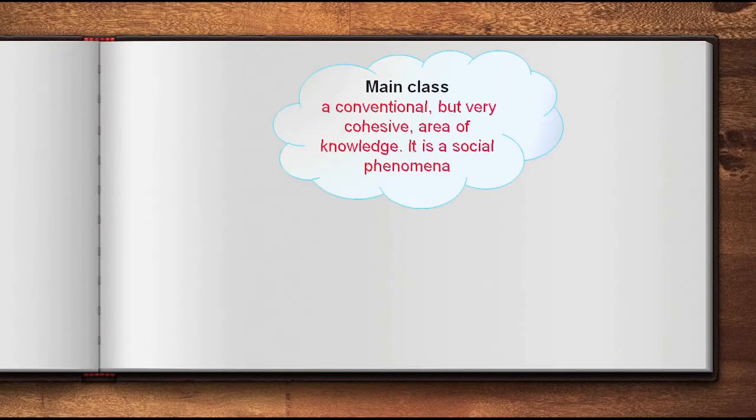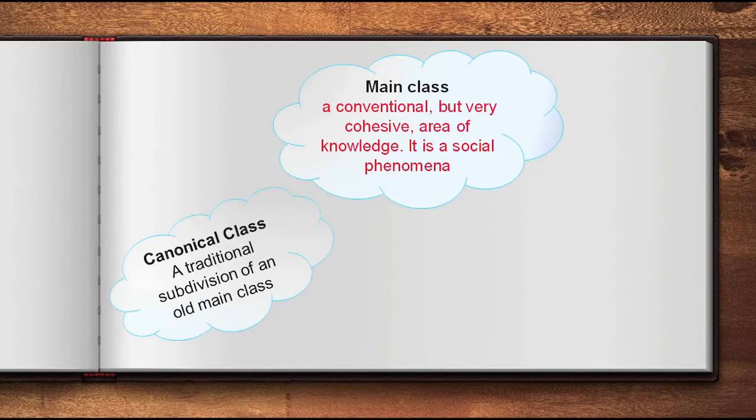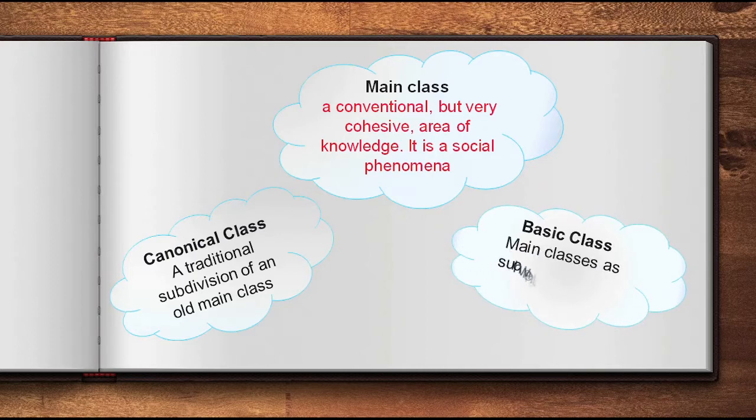Main class, a conventional but very cohesive area of knowledge. It is a social phenomenon. Canonical class, a traditional subdivision of an old main class. Basic class. Main classes as such, when taken together, are called basic class. So in this, we can consider canonical class, systems, special class, etc. as basic class.